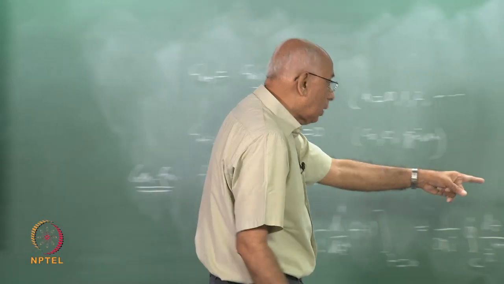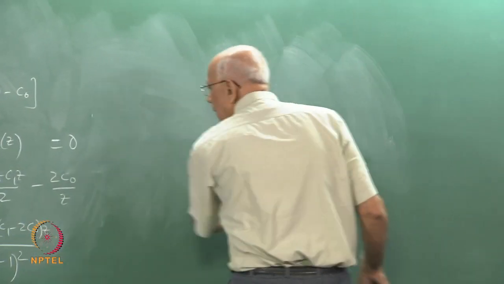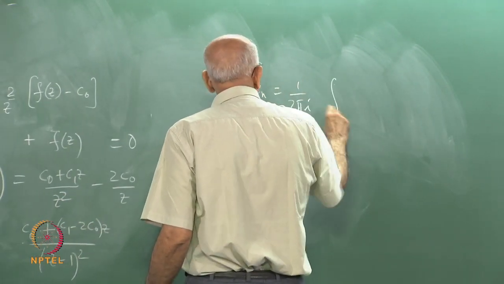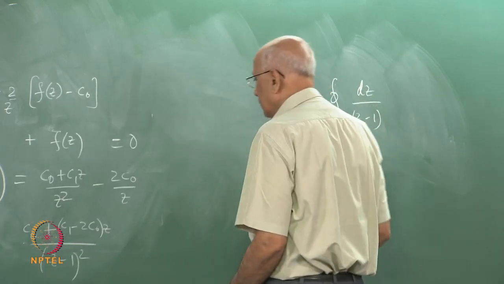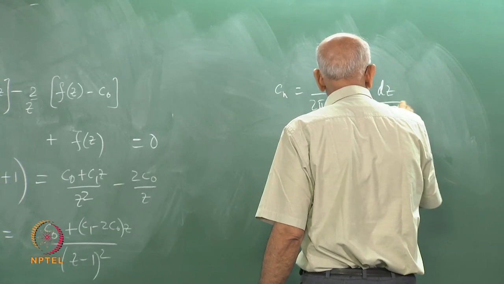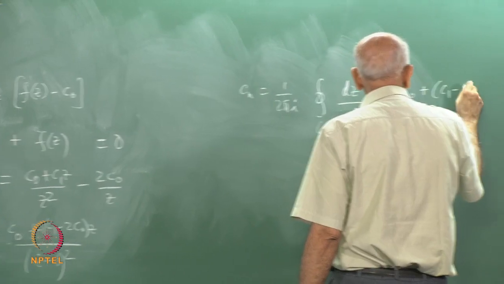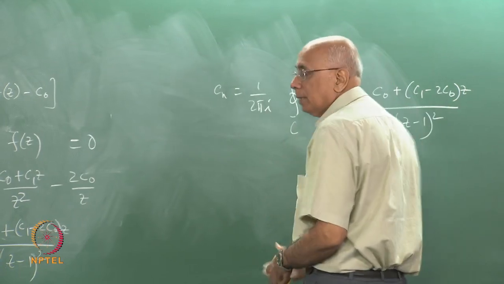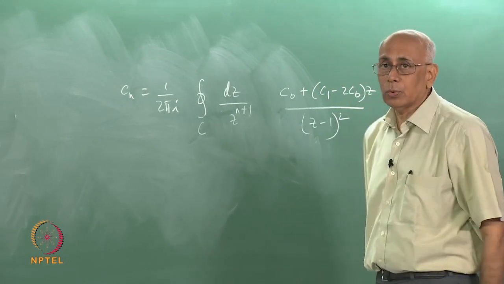And all we have to do now is to substitute this in here. So it immediately tells you that Cn is equal to 1 over 2 pi i, integral dz over z to the power n plus 1, around the origin, of f of z, which is C0 plus (C1 minus 2 C0) z, over (z minus 1) the whole square. This is the integral we have to do, okay.